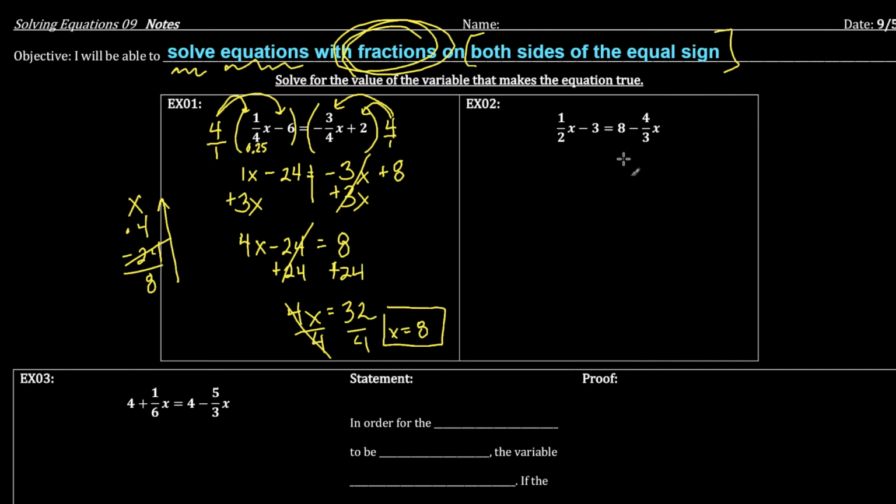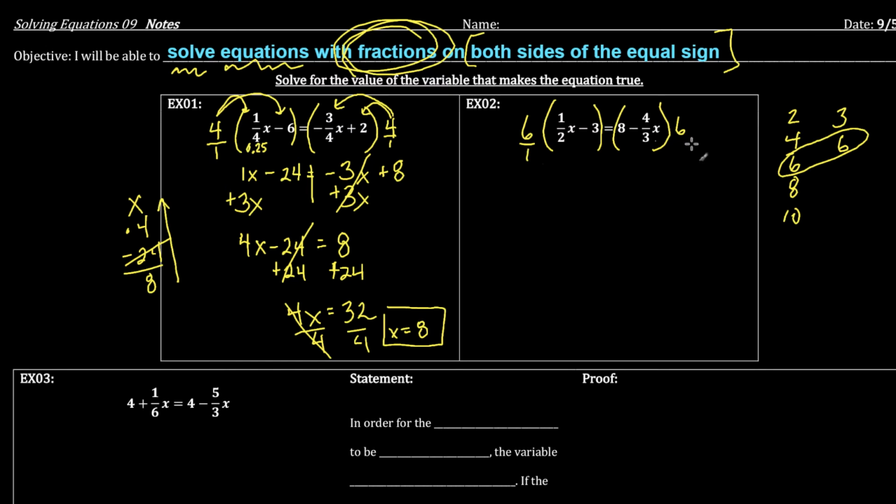Let's do it again. Example number 2. Look at the denominators. The denominator is a 2 here, and the denominator is a 3 here. So 2, 4, 6. I'm looking for a common denominator. So 2, 4, 6, 8, 10. 3, 6. Oh, right here. So I'm going to multiply both sides by 6.